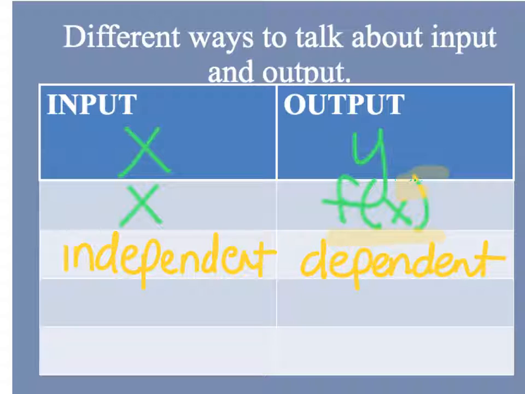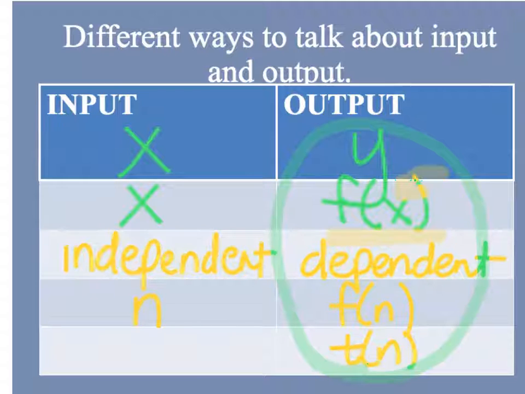With the tile patterns that we talked about in the previous slide, you'll notice that the input was n because we were talking about a figure number, and then the output was f of n, or t of n, the total for this figure number. So don't get confused by it. All of these here are synonyms for the output, and all of this in the first column are synonyms for the input.